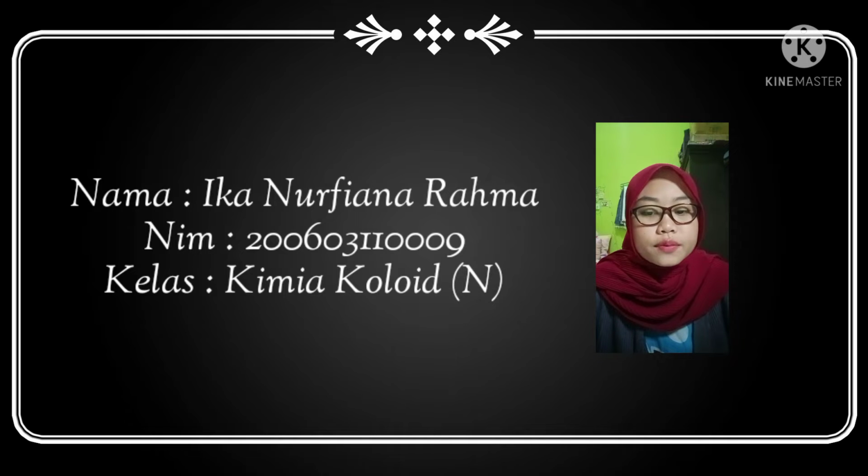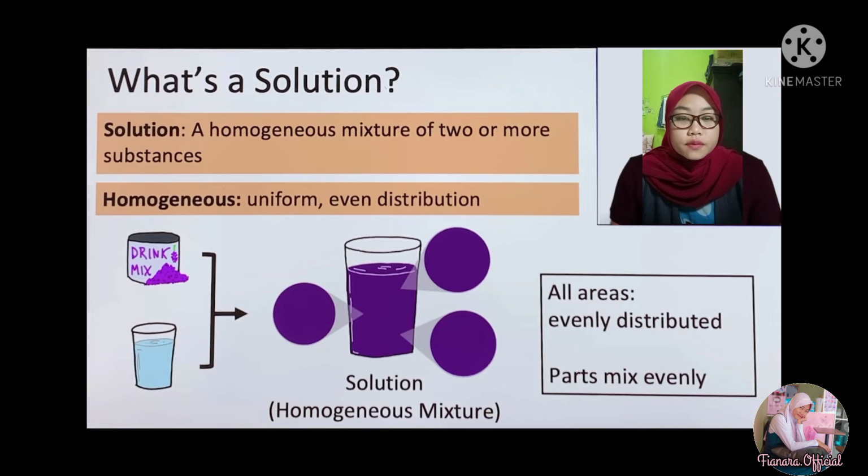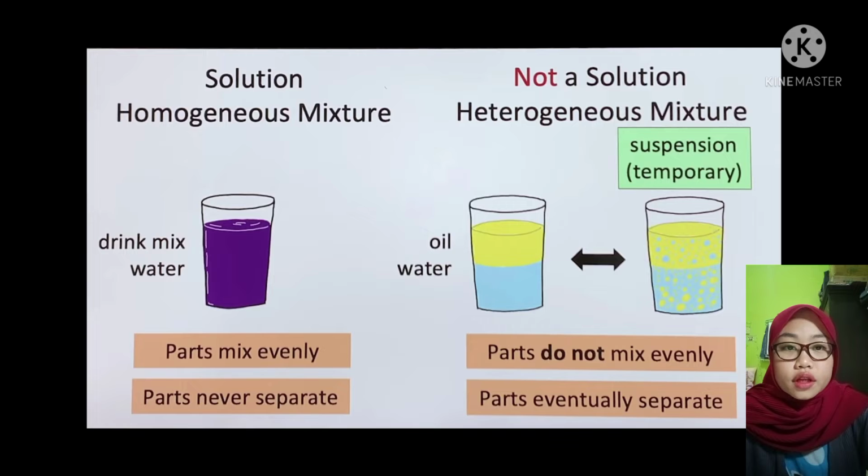And now I will present about solution overview and types. A solution is a homogeneous mixture of two or more substances. Homogeneous is an important word here and it means that the parts are evenly distributed. There is uniform, even distribution throughout. So, we have our solution, or our homogeneous mixture, right here. The parts are evenly mixed, it's uniform.